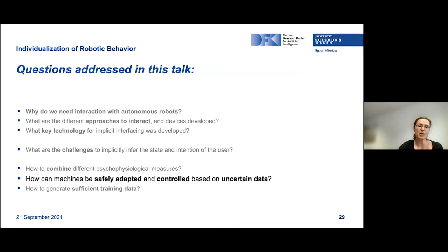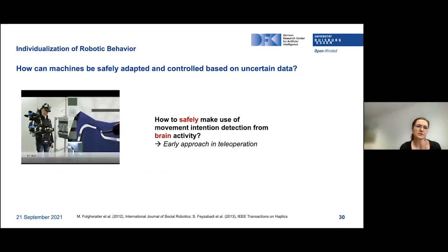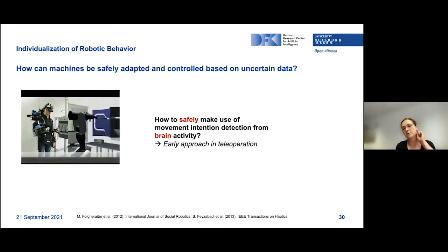So then how can we adapt machines safely with EEG data? This is another example. Here we have again a different exoskeleton for teleoperation, and you teleoperate this robotic system in a different room, and what you can see is in VR. What we want to do is support the teleoperator. So that's not a patient, it's a healthy person.